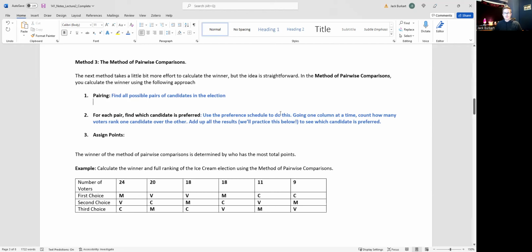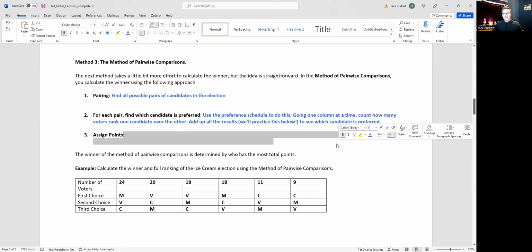So what you do is you use the preference schedule and then going one column at a time in the preference schedule, count how many voters rank one candidate over the other. And you're going to do this for each pair. So for each pair, find out how many voters rank one candidate over the other. Add up all the results for that pair. Again, we'll practice below. And then you're going to see which candidate of that pair is preferred by all of the voters.